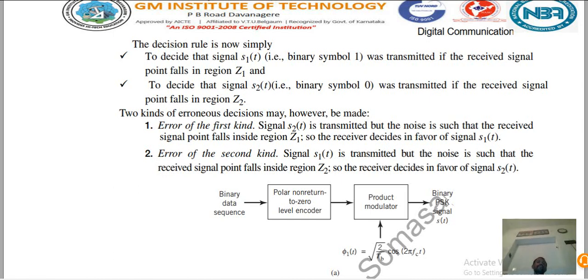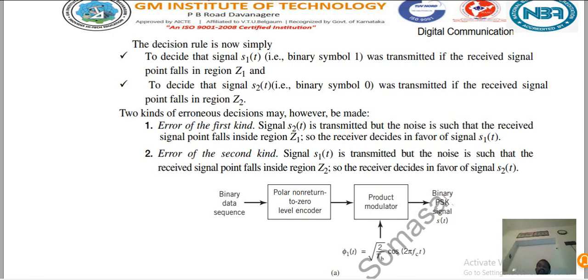The second kind of error is the converse. We have transmitted S1 of t, that is symbol 1, but due to noise or an error, the received signal falls inside the region Z2, as shown in figure 3.1a.